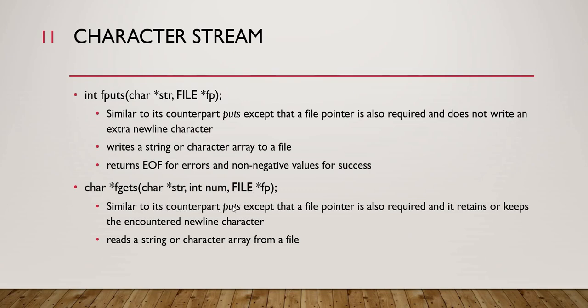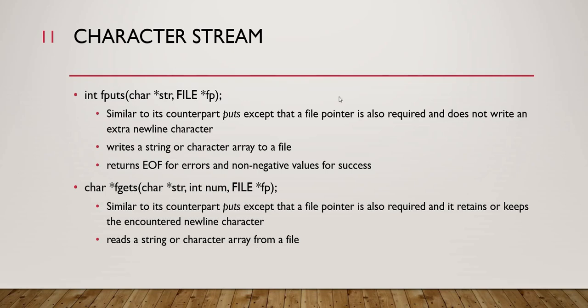Similar to its counterpart gets, except that a file pointer is also required, and it retains the encountered new line character. So if you can remember, in gets, even if you give enter, it did not store that enter, right? But now fgets actually stores that new line character. Okay, so it reads a string or character array from a file and also reads the new line character. So these are the differences between puts and gets and fputs and fgets.